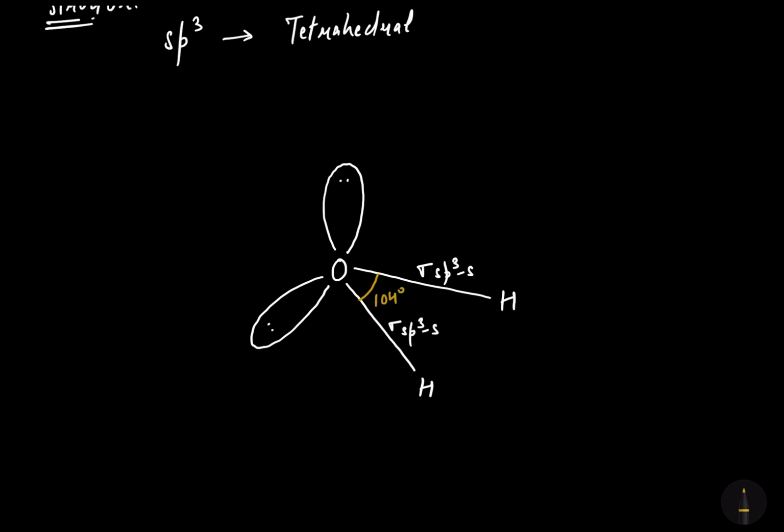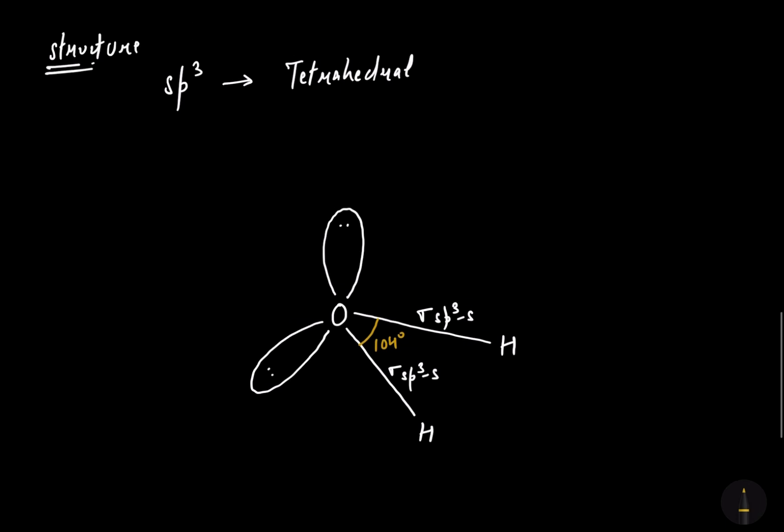Now the normal tetrahedral angle is 109 degrees and 28 minutes. Now the bond angle has decreased to 104 degrees. The reason we will be doing in the VSEPR theory, that's the valence shell electron pair repulsion theory. I'm repeating, the valence shell electron pair repulsion theory will answer this question, why this bond angle is decreasing from the standard tetrahedral angle of 109 degrees and 28 minutes.